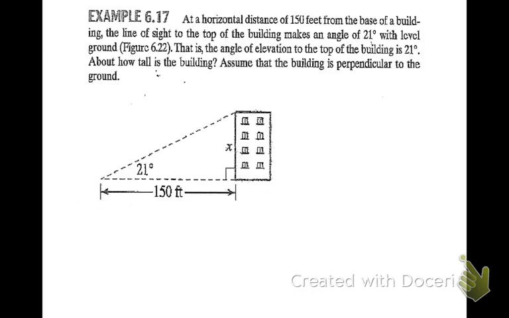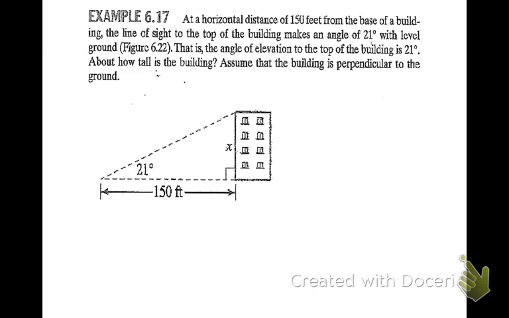Okay, here's an example problem. At a horizontal distance of 150 feet from the base of a building, the line of sight to the top of the building makes a 21-degree angle with the level ground. That is, the angle of elevation to the top of the building is 21 degrees. How tall is the building? Assume the building is perpendicular to the ground.